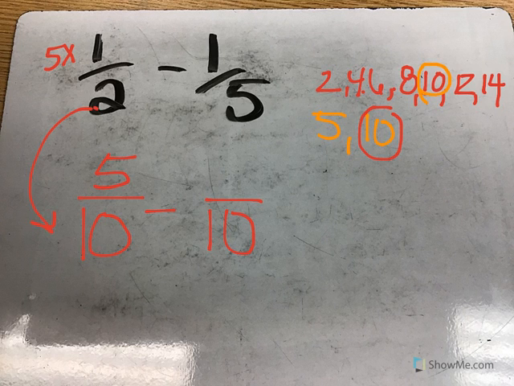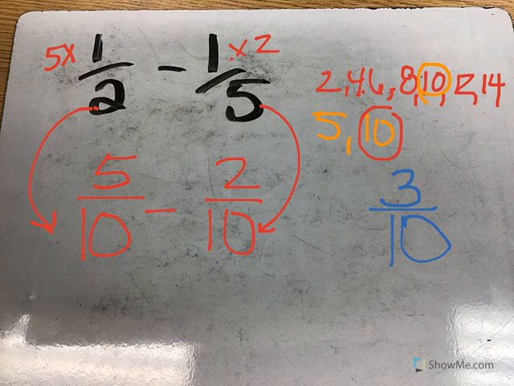Now the 1/5: how do I go from 5 to 10? Times 2. Whatever you do to the denominator, you do to the numerator, and 1 times 2 is 2. Once I'm at this point, I have common denominators, so I can subtract. 10 minus 10 is 10. You do not change the denominators. The denominator stays the same. And then 5 minus 2 is 3.